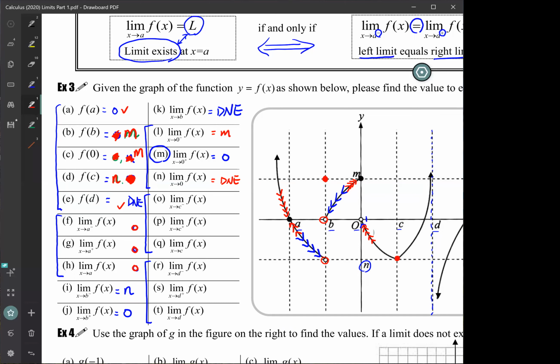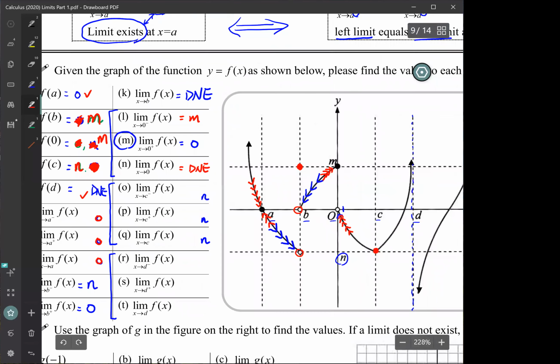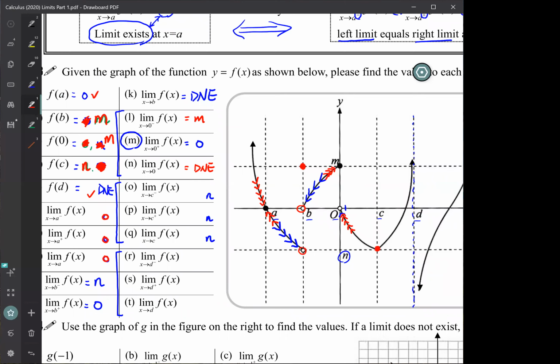Lex, how about you? O, P, Q. For O it's N. For P it's also N. So Q is N. Okay. So let's look at why it works like that, right? Approaching C, so learn from the arrow. Approaching C from the left side, the arrow looks like this. Left side goes down to N. Right side will be here. So they both match, so equal to N. So these are all good. N, N, N.